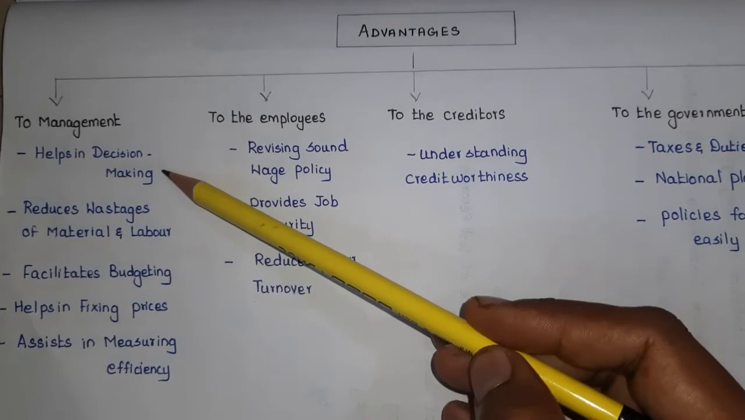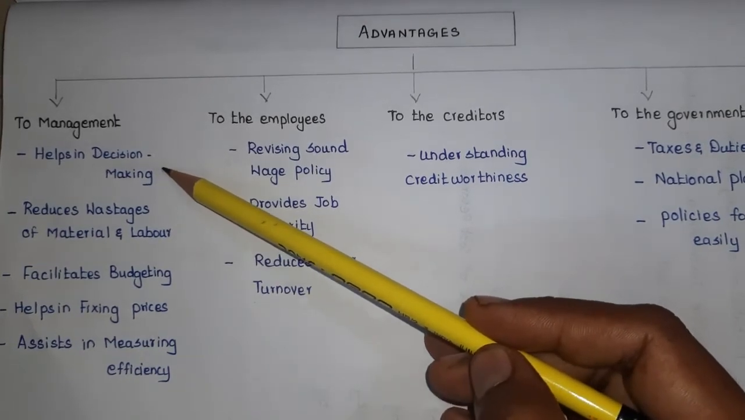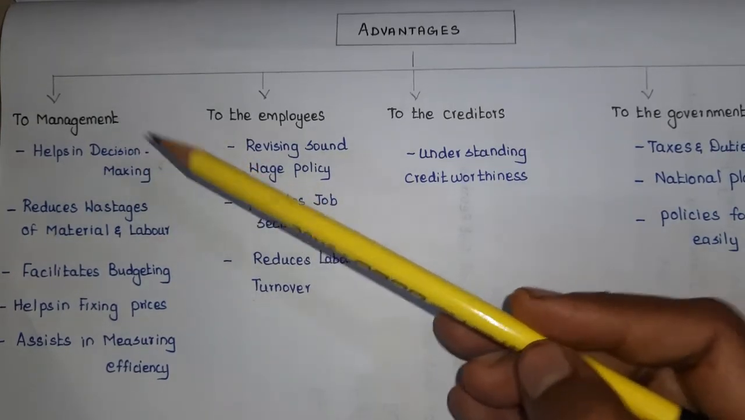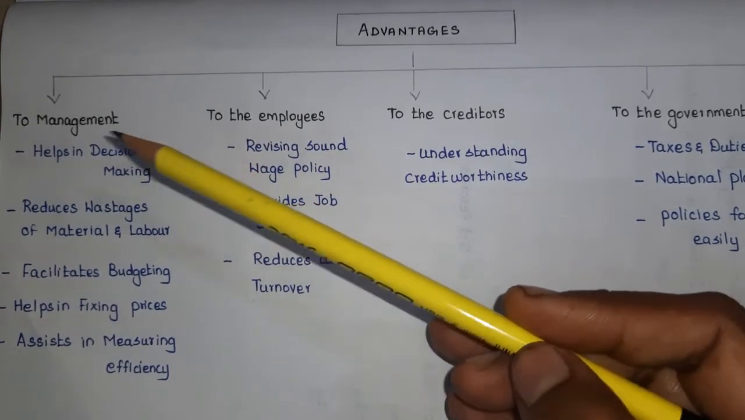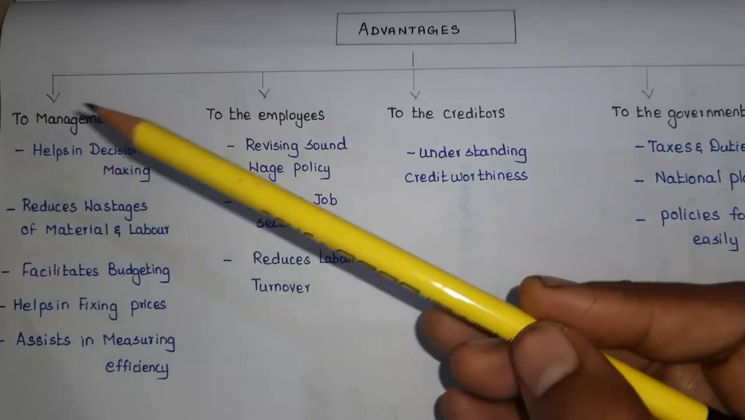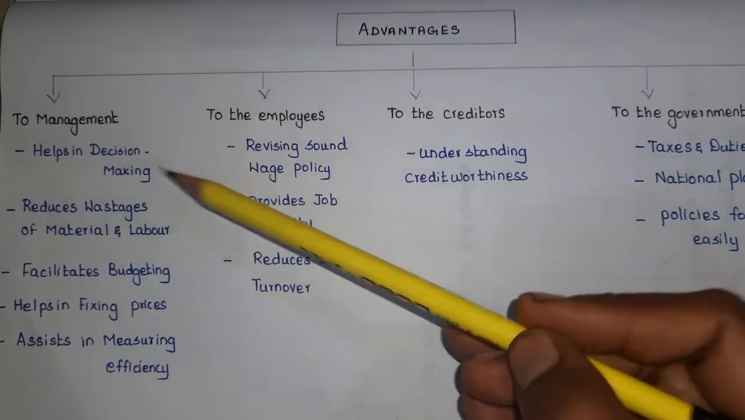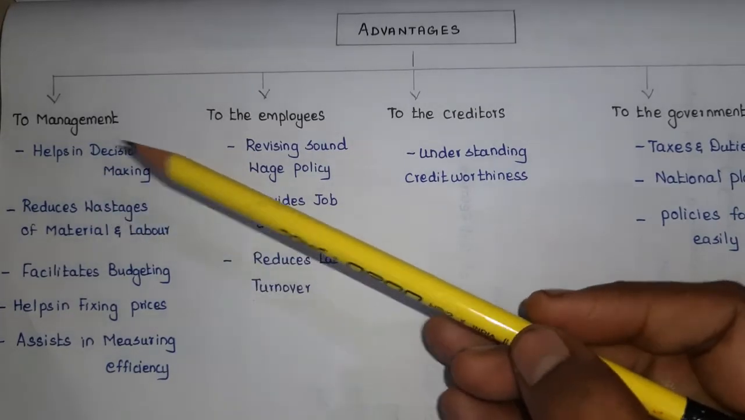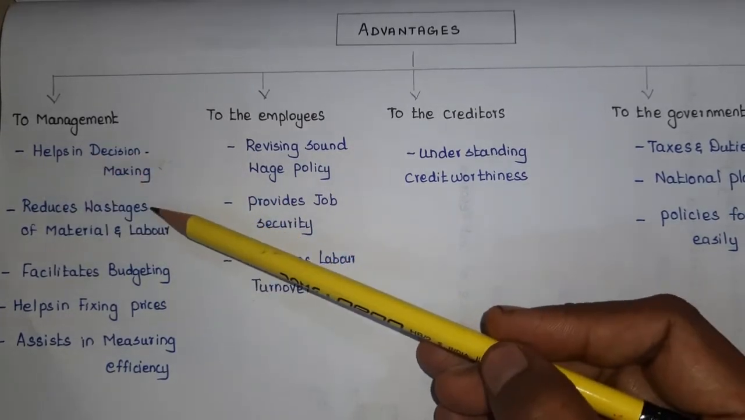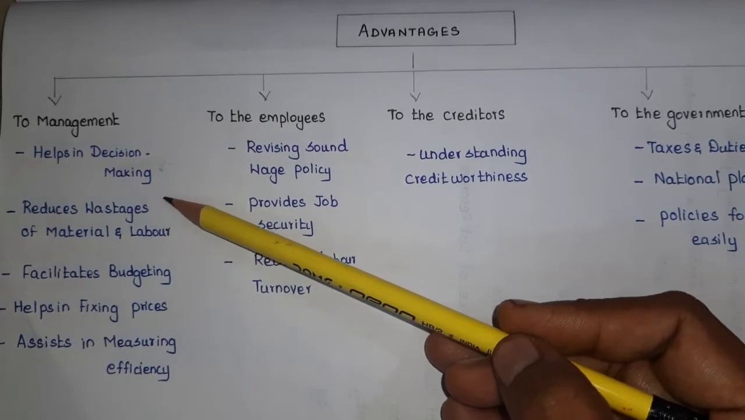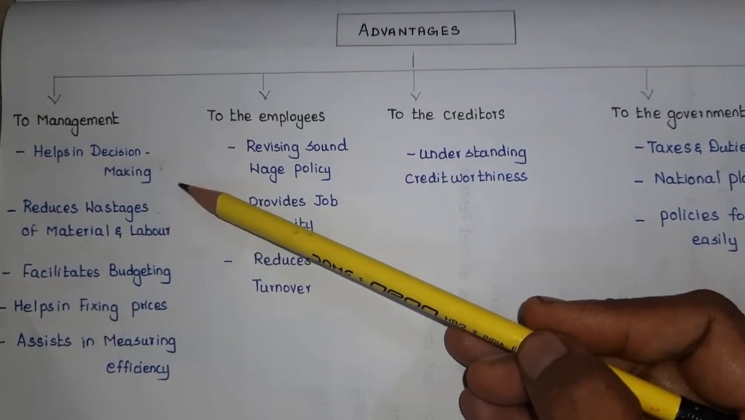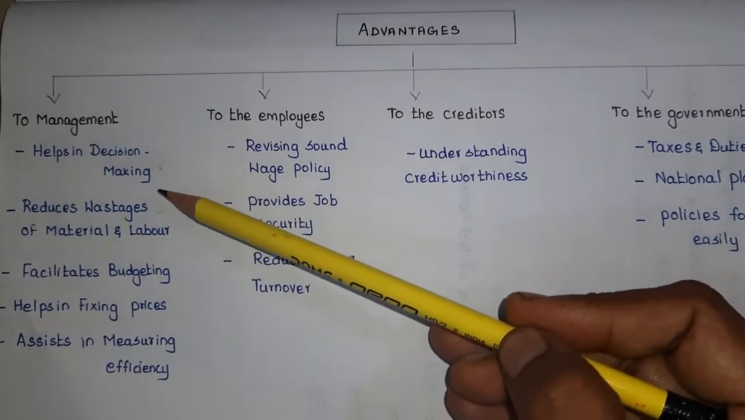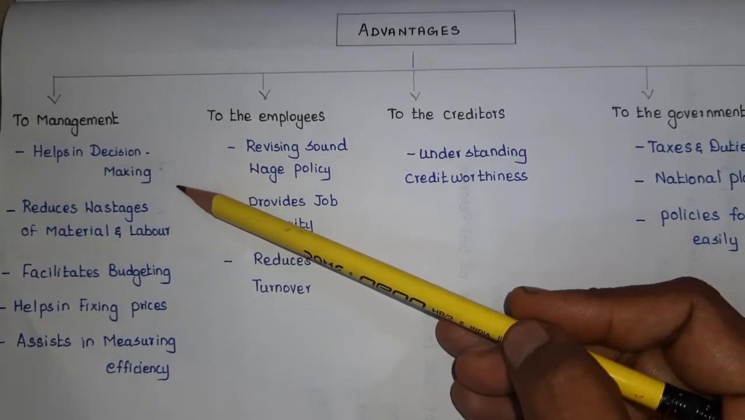First point, it helps in decision making. It helps the management in making various decisions such as whether to make or buy a component, whether to retain or replace an existing machine, whether to process further or not, whether to shut down or continue its operations, whether to accept an order below cost or not, whether to expand or not, and how much reduction in the selling price should be made in case of depression.